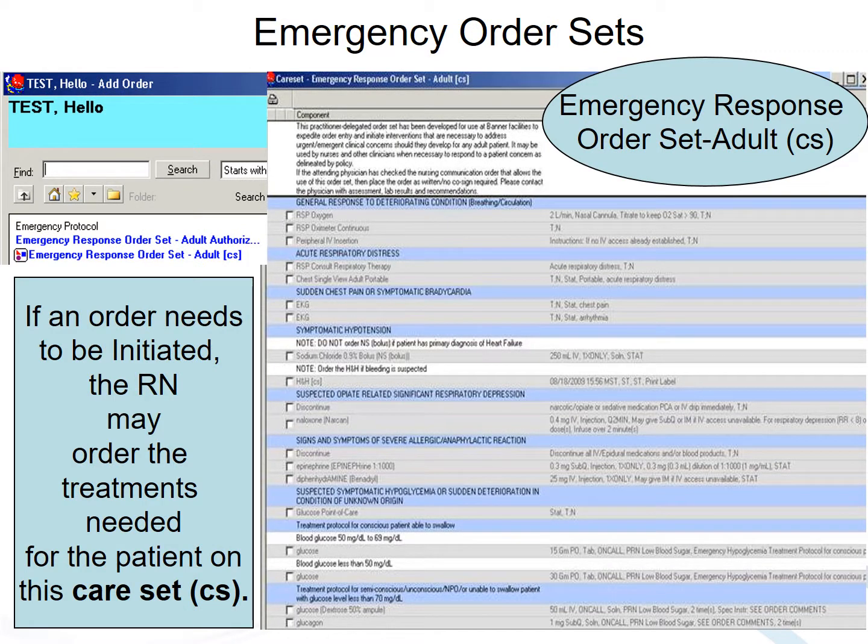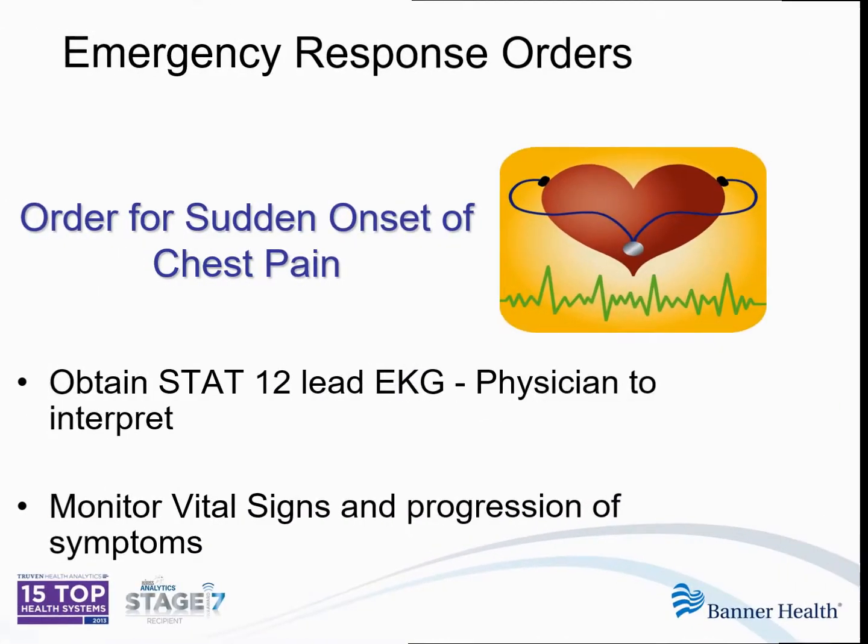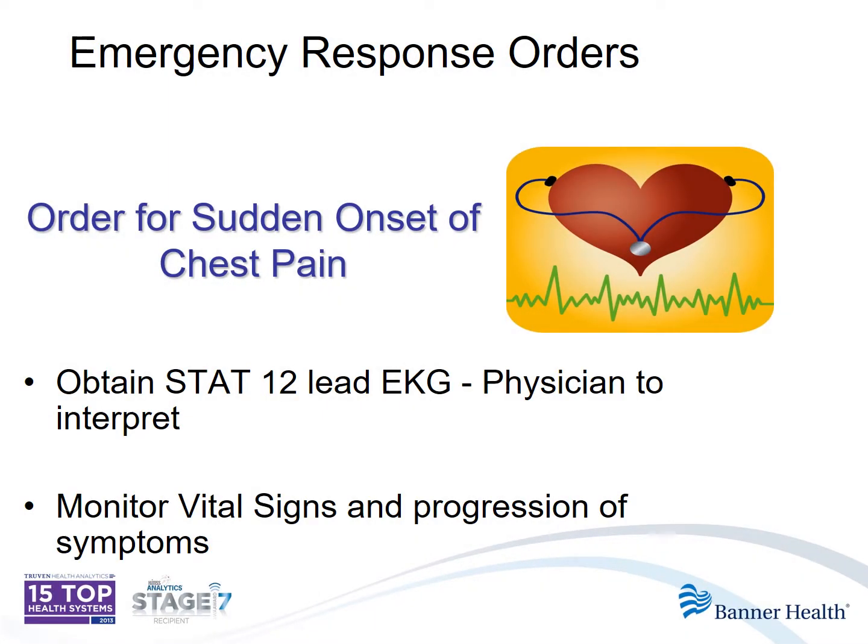This is a screenshot of the emergency response order set. If you need to use them, you go in and open the emergency response order set, adult. Open it and choose the needed items. There is an order for sudden onset of chest pain. This includes a STAT 12-lead EKG with physician interpretation and monitor vital signs and progression of symptoms.